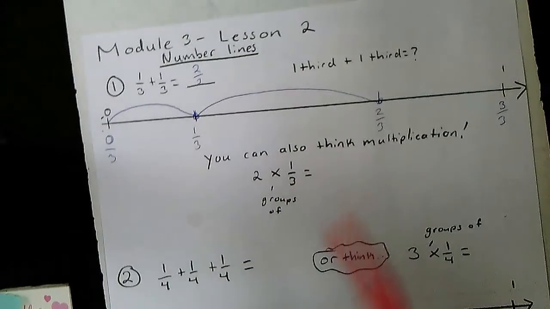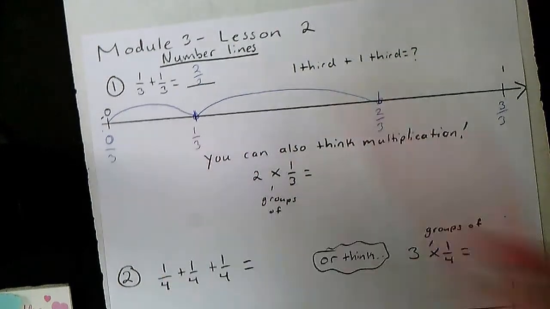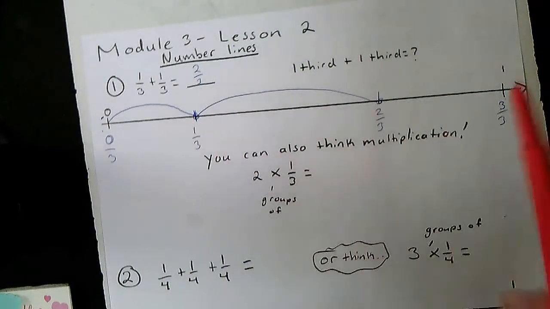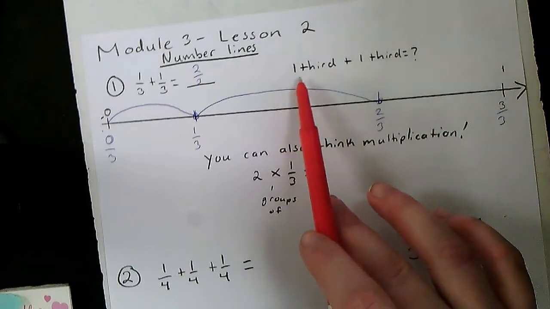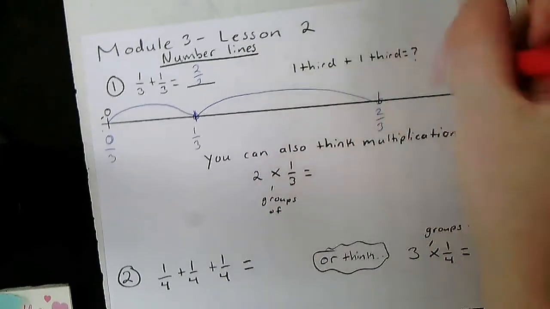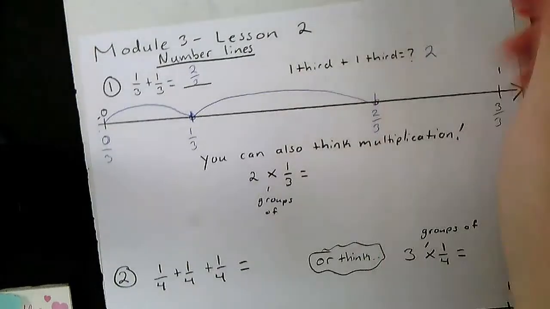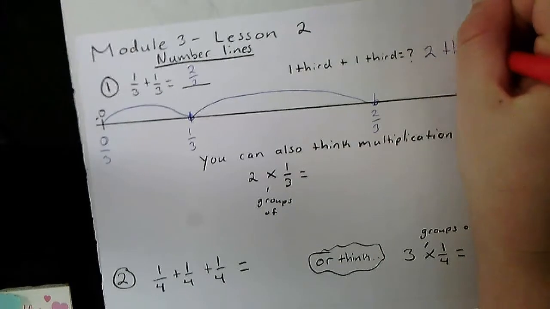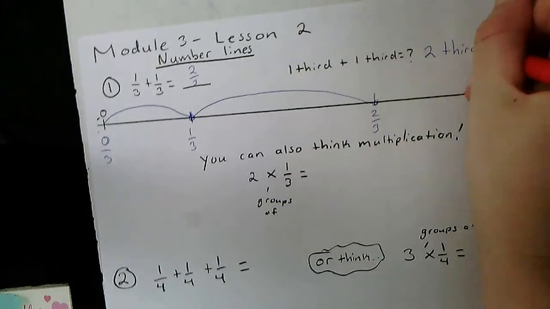And like I said before, there are other ways we can think about the answers to these problems. The number line just kind of helps us see what is going on. So if I have 1/3 plus 1/3 in unit form, I can think of this as 1 plus 1, which is 2, and then my unit will stay the same, which is thirds. So we have 2/3 here.